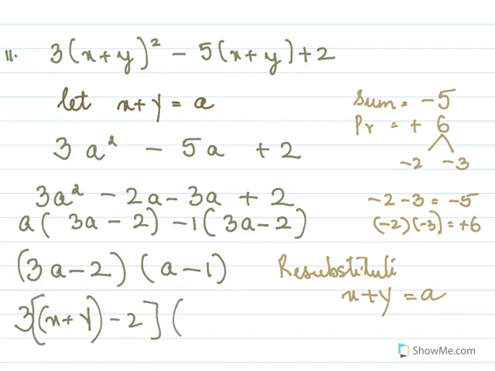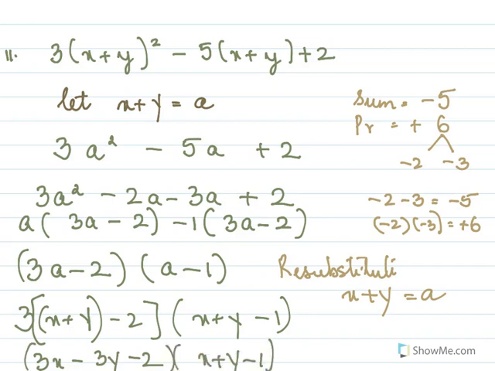Here for a, we put x plus y minus 1. So we open the bracket: 3x minus 3y minus 2. And on this side, x plus y minus 1.